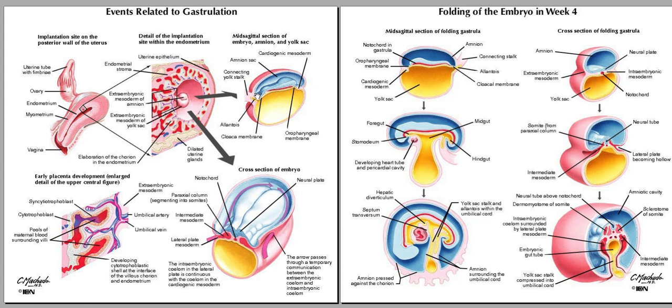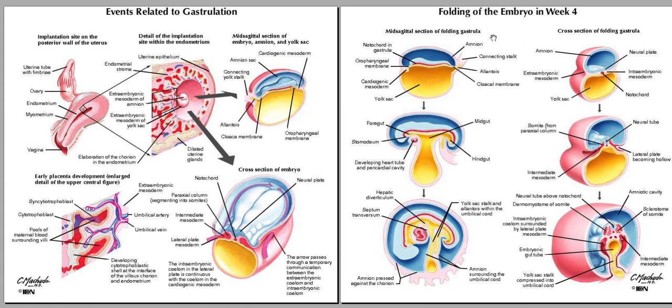That's the allantois, the connecting yolk sac, the amnion sac, cardiogenic mesoderm, oropharyngeal membrane, the cloacal membrane, the yolk sac over here, the notochord, the paraxial mesoderm, intermediate and lateral plate mesoderms too. Okay. This is a temporary communication between the extraembryonic coelom and the intraembryonic coelom. And that's the yolk sac, the umbilical artery containing the deoxygenated blood, and the umbilical veins containing the oxygenated blood. So see the cytotrophoblast over here, the pools of maternal blood surrounding the villi over here too.